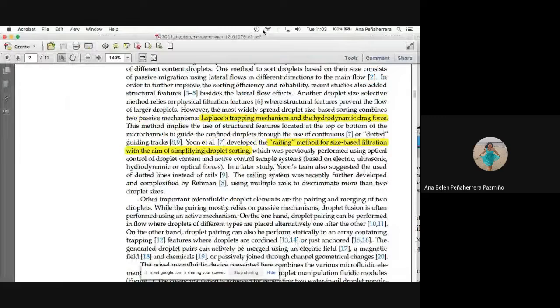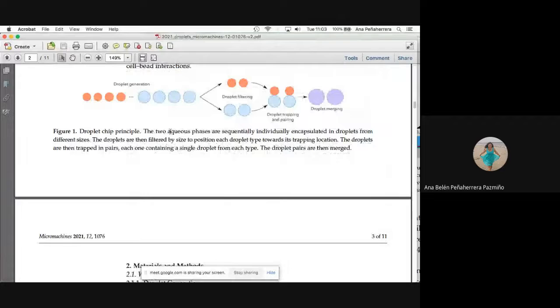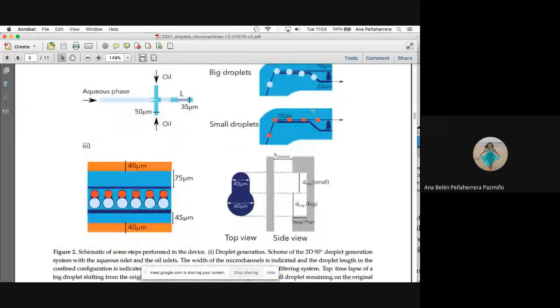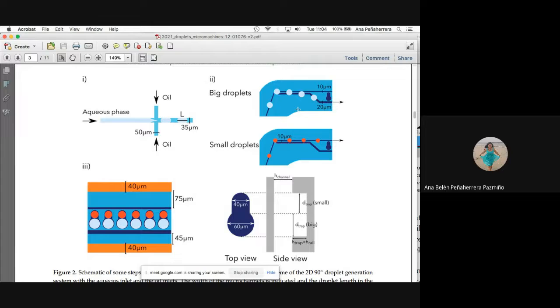Here's a diagram where you can see the small droplets with the red dye and the bigger droplets with the sky blue dye. And when they merge, they have this purple color. So here we see the architecture of the microfluidic device, the generator of the droplets, and how these rails are going to enable the sorting of the droplets.